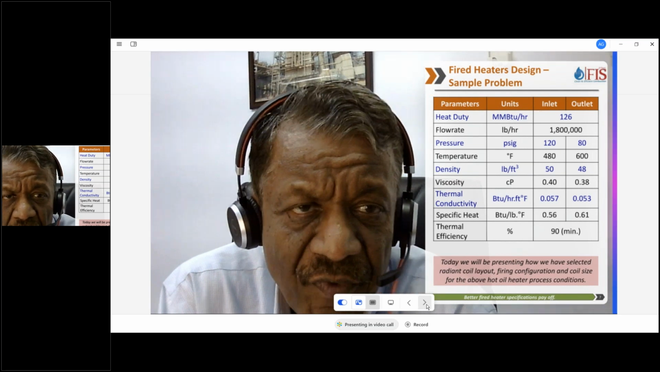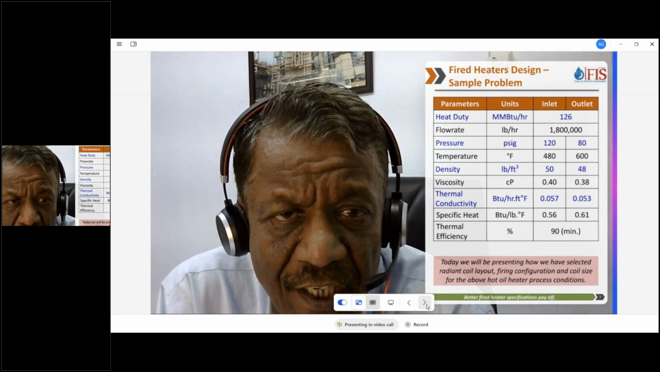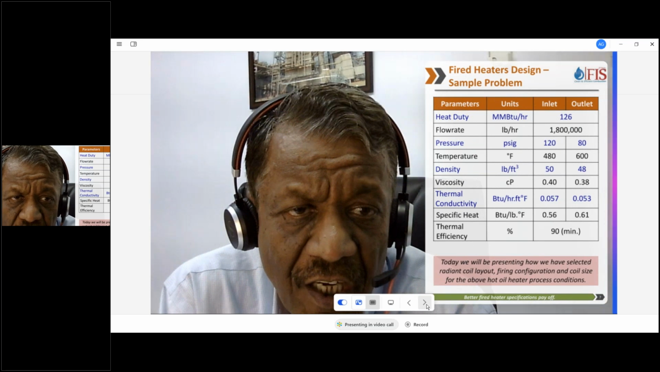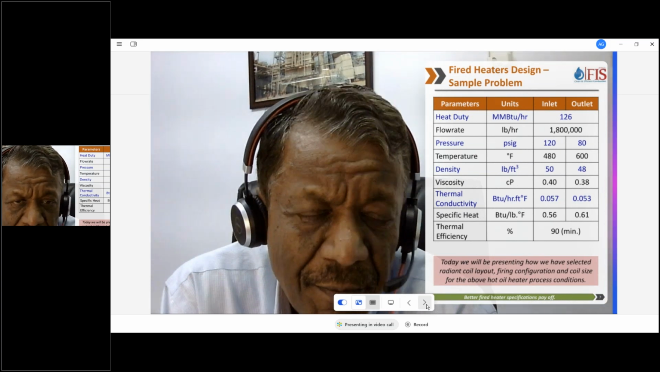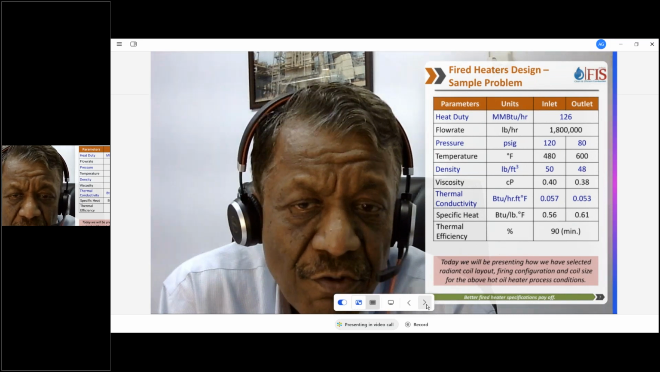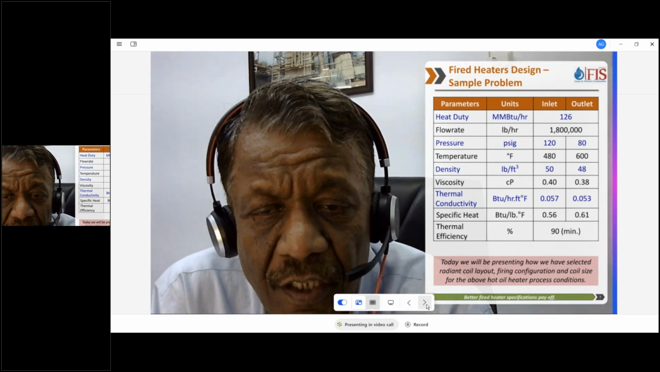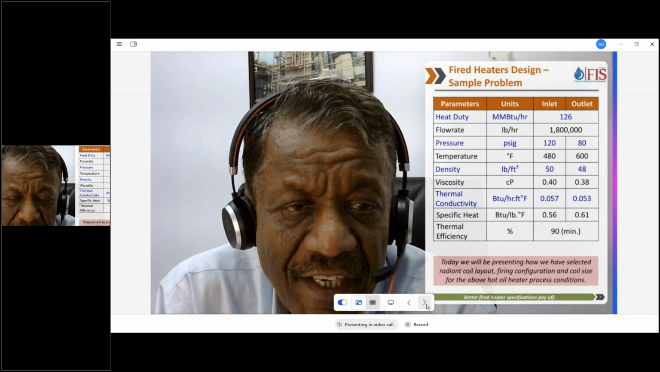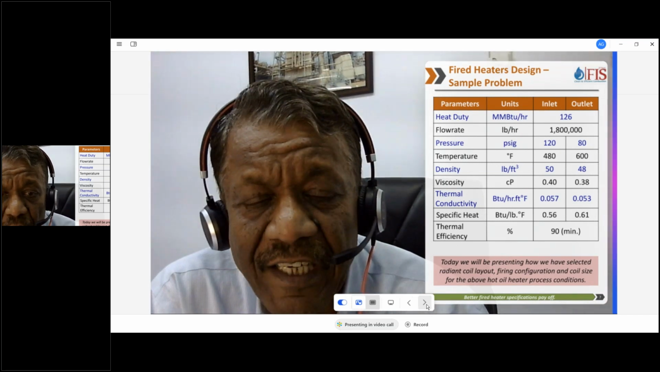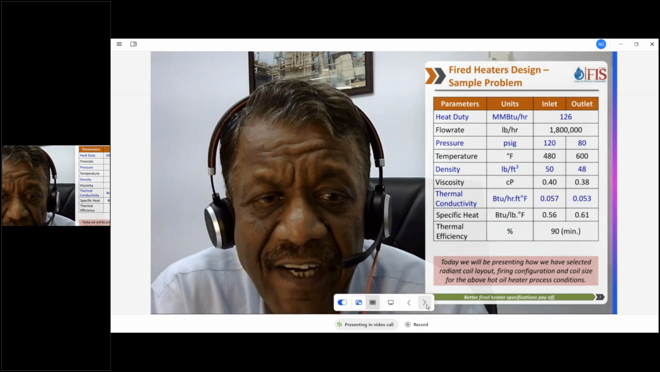This is a hot oil heater, 126 million BTUs, heating Therminol 66 from 480 to 600 degrees. Pressure drop available is about 40 psi. The client wanted 90% efficiency. So the moment you talk about 90% efficiency, you have to give an air preheater, especially if they don't want any waste steam. So that's what they wanted. So today we'll be talking about how we sized the radiant section for this hot oil heater.